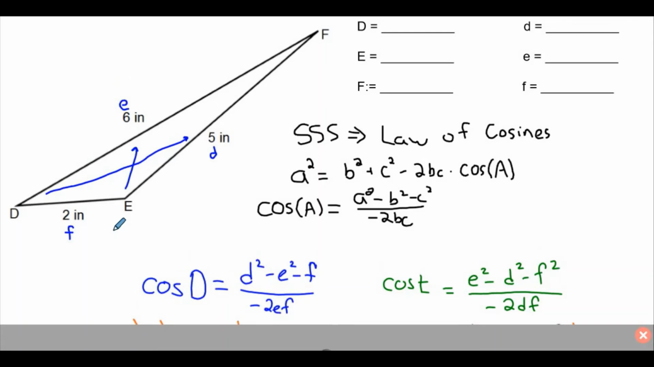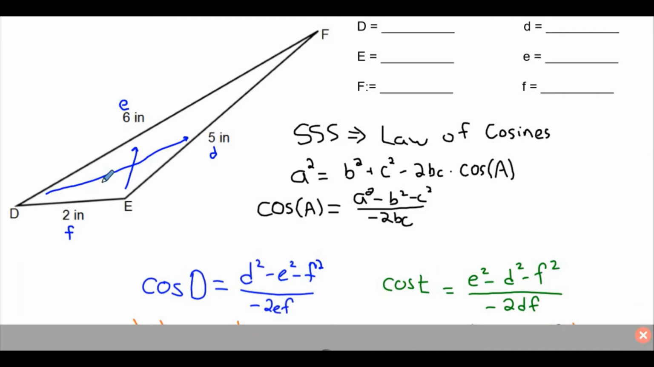I just like to start in alphabetical order. That's why I did D. So cosine of D would be D squared minus E squared minus F squared, and then divided by negative 2. It's always negative 2 times these two things you're subtracting down here. That's why I like writing it that way, because you keep all the negatives together. It's a really helpful way to do it.